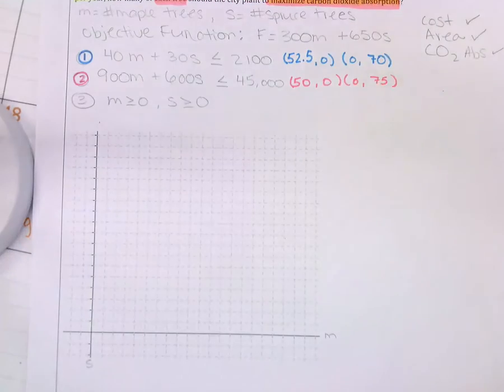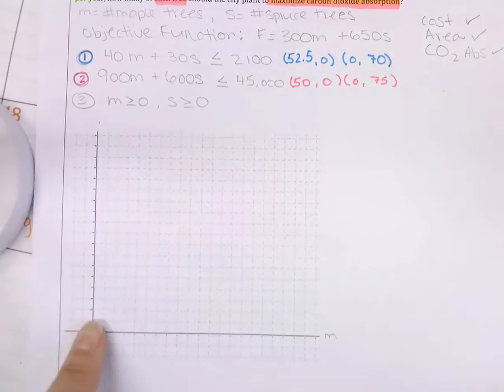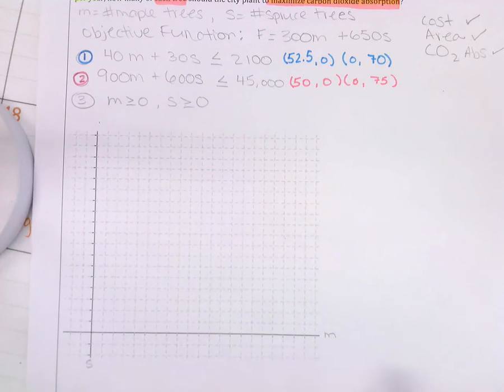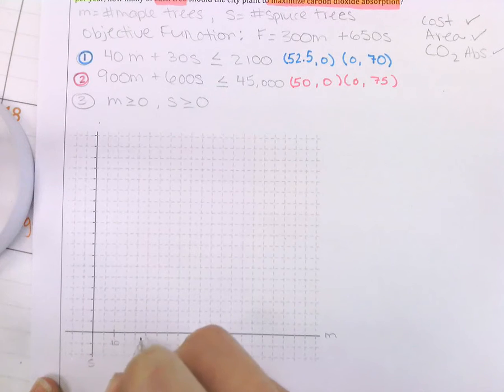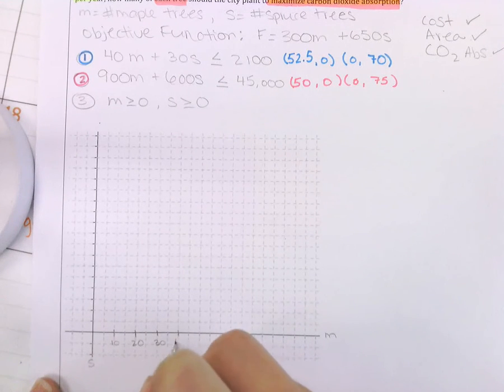The last two are just that we're only looking at this first quadrant. So I'm going to go by 5s, which means every 2 little notches is going to be 10.